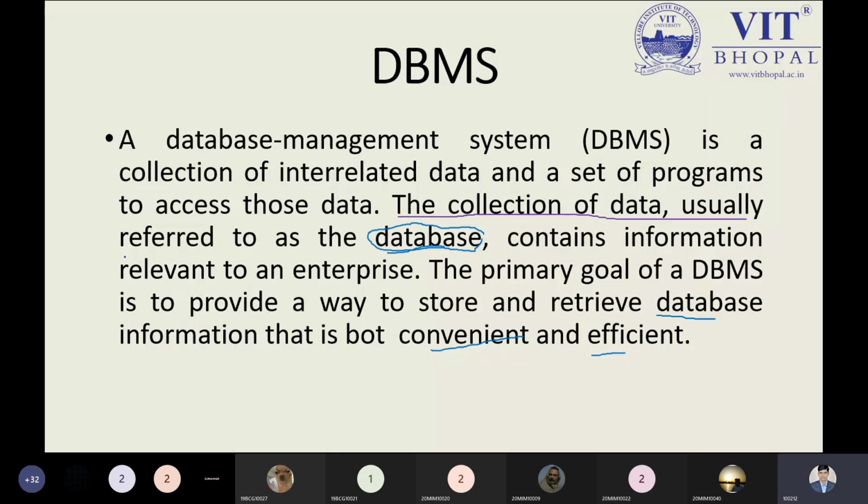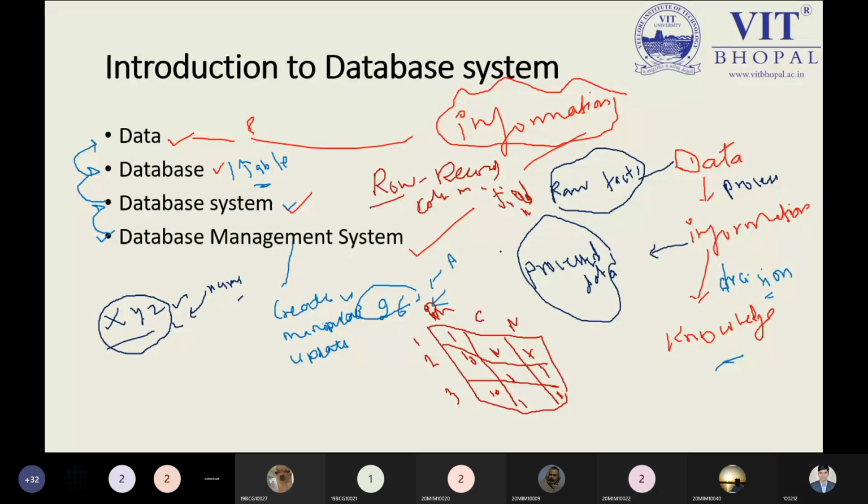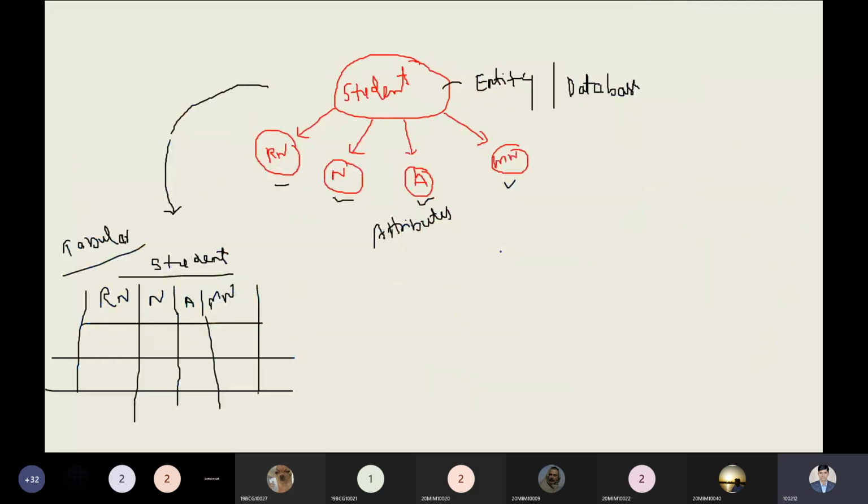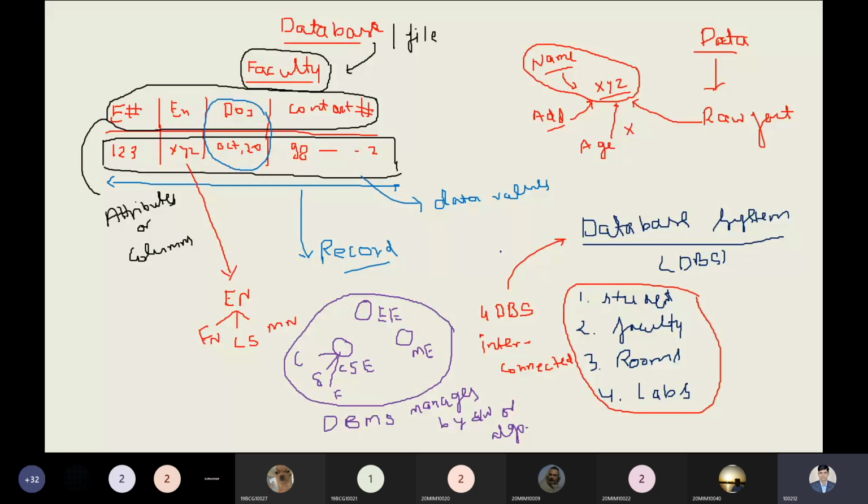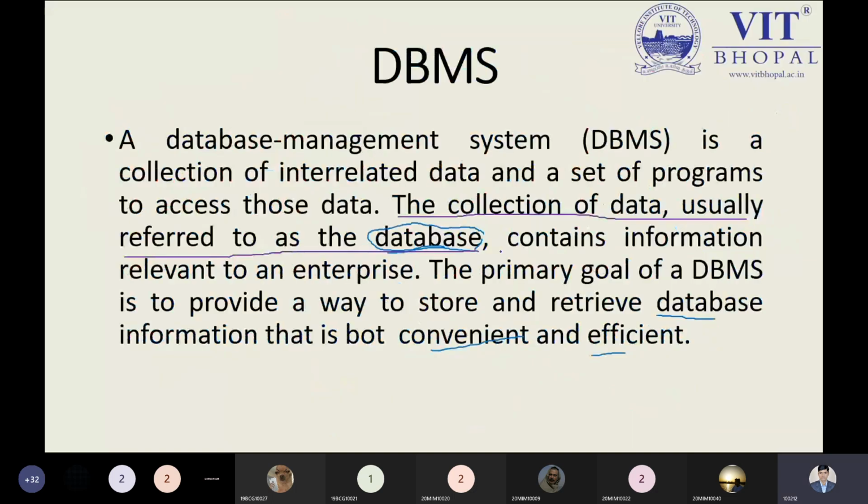Just see, as I told you, the collection of all the data is referred to as a database, because here we have one record, now a second record, now we have 1,000 records. All the data collections contain information relevant to the enterprise. Enterprise means organization. So here the organization is the university.